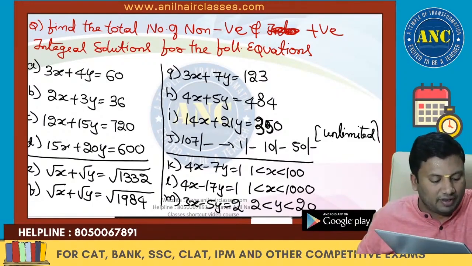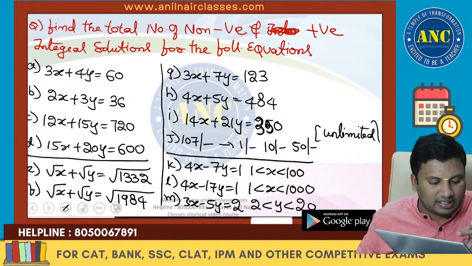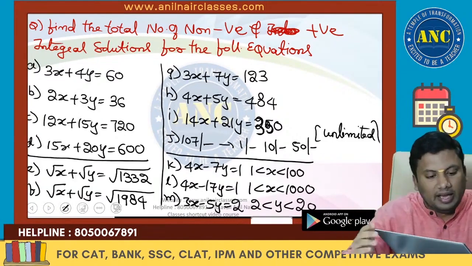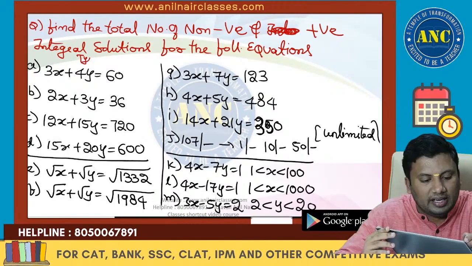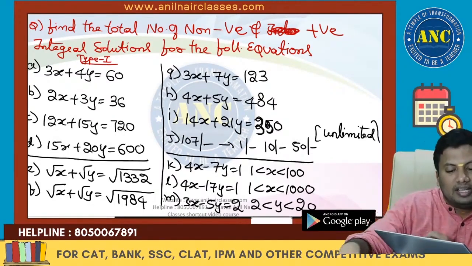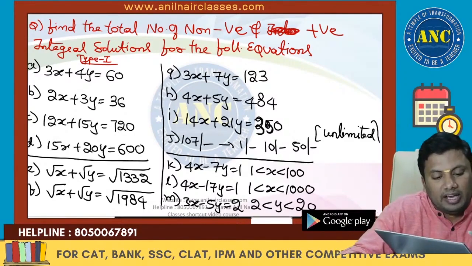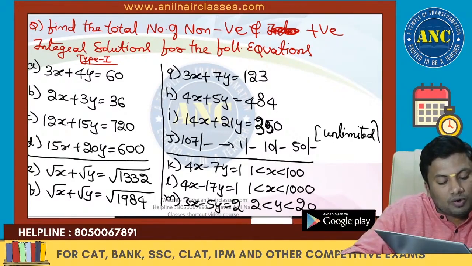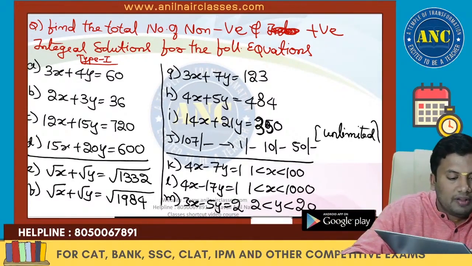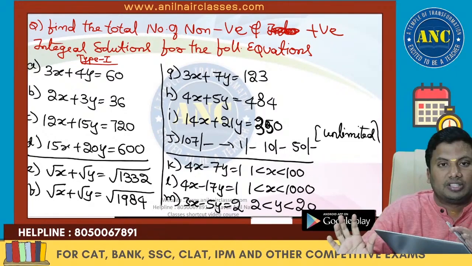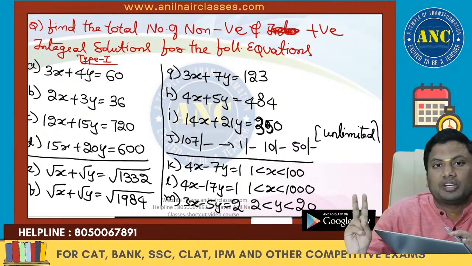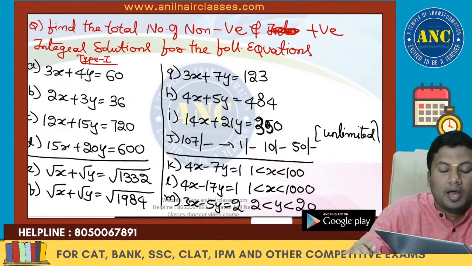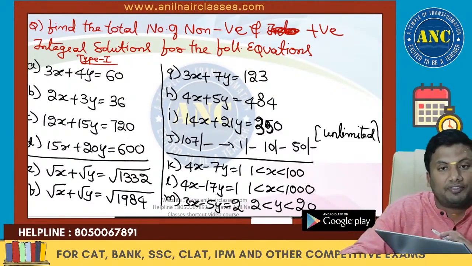Now listen carefully. Sir, why did you keep a slash? See here: A, B, C, D are type 1 problems. What are these type 1 problems? The equation has two variables, x and y. If you see the coefficients 3 and 4, 3 is a factor of 60 and 4 is also a factor of 60. This is a linear equation with two variables x and y, and both coefficients are factors of the right hand side.